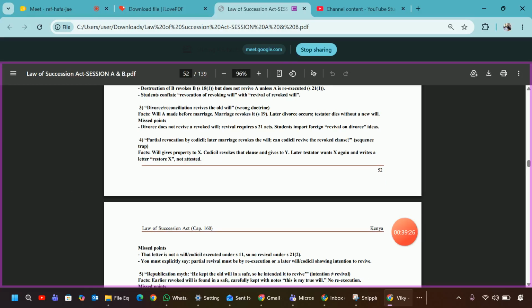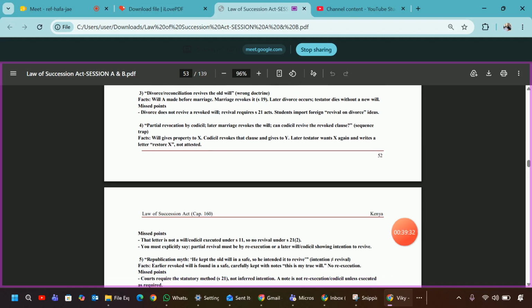Later marriage revokes the will. Can a codicil revive the revoked clause? Sequence trap. Look at this scenario. The will gives property to somebody, X. A codicil revokes that clause and gives the property to Y. Later, the testator wants X again and writes a letter to restore X, but the same is not attested.